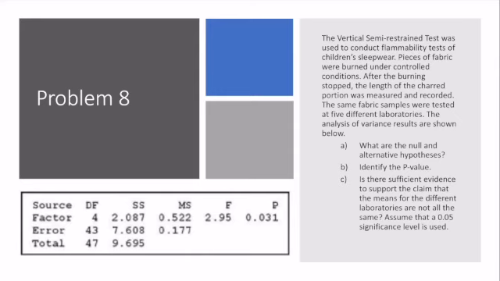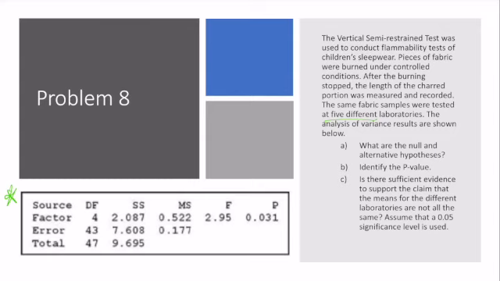The last question on our exam covers ANOVA testing. So the vertical semi-restrained test was used to conduct flammability tests of children's sleepwear. So pieces of fabric were burned under controlled conditions. After the burning stopped, the length of the charred portion was measured and recorded. The same fabric samples were tested at 5 different laboratories. The analysis of various results are as shown, right? They were calculated and given to us.